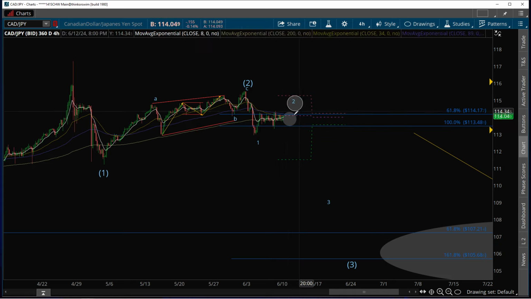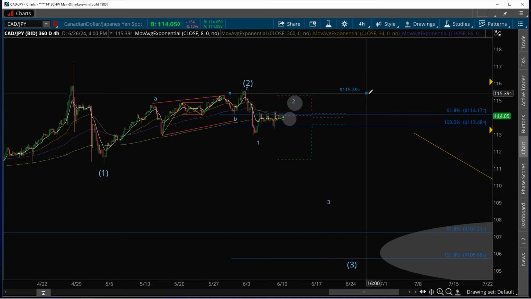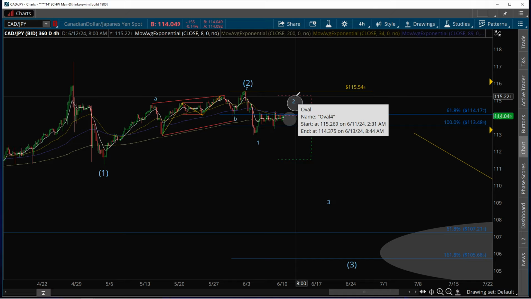We are not expecting, if this count is correct, this high will not get taken out. So you want an order here and you want an order here. And we know that we have a high confluence of traders here. We have pivot traders here. We have pattern traders here. We have order block traders here.